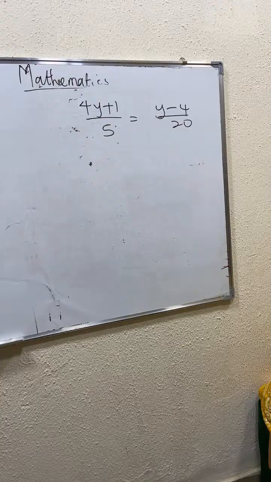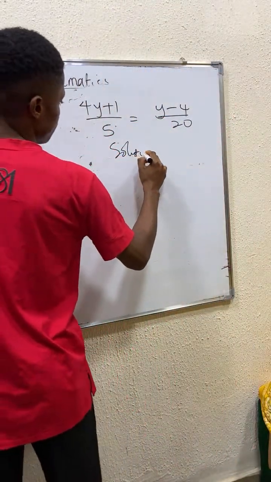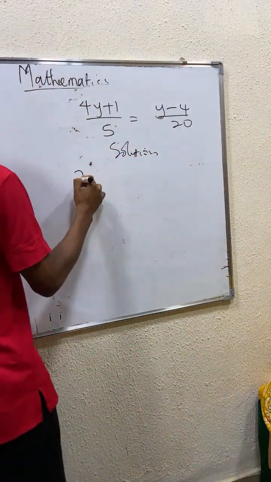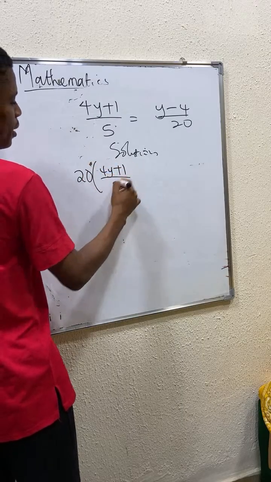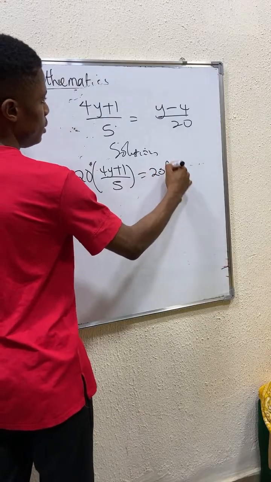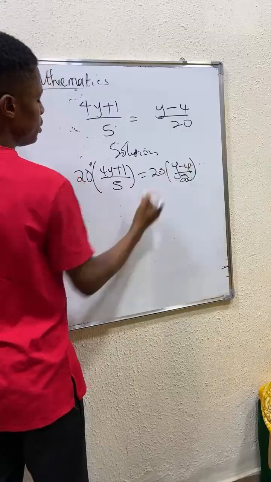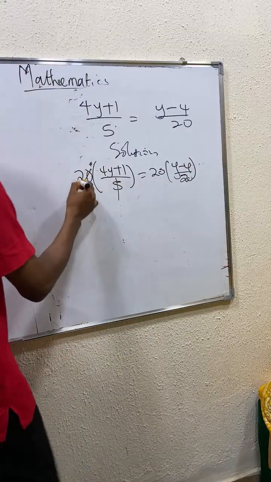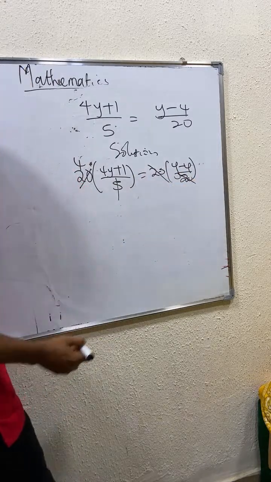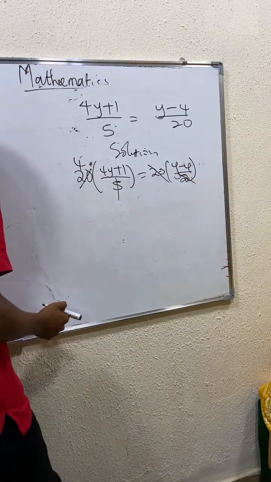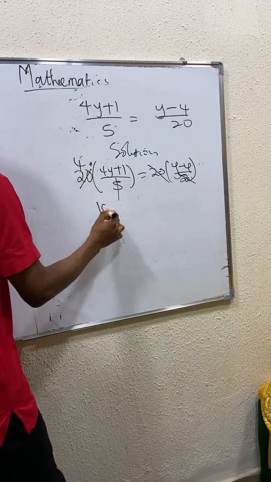Okay, the LCM of 5 and 20 is 20. So what do you do? Multiply out: 20 into (4y plus 1) divided by 5 equals 20 into (y minus 4) divided by 20. If we do that, 5 and 20 cancel to get 4, right? Yes. 20 and 20 cancel out to get 1, right? Yes.